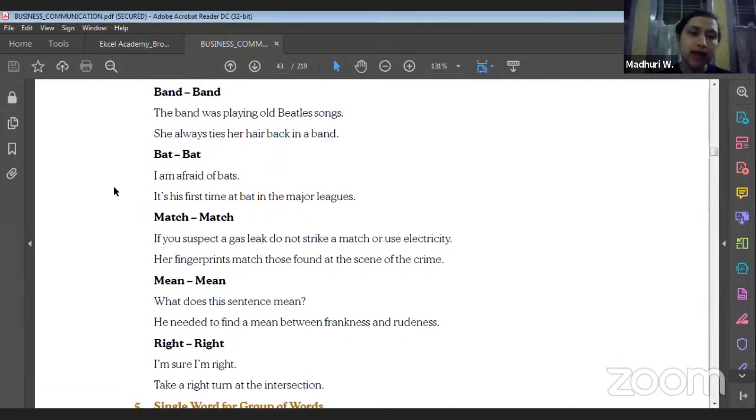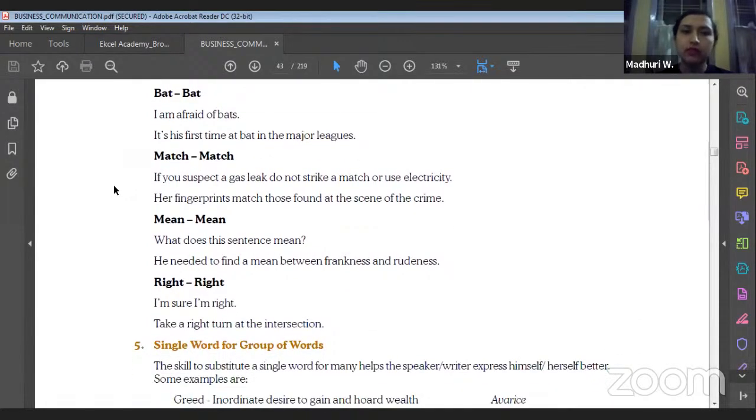Bat and bat. I'm afraid of bats, like the animal, right? Like the bird actually. Oh, sorry, the mammal. What am I saying? The mammal bat, right? And it's his first time at bat in the major leagues. So he's batting. This is related to cricket. Then you have match and match, right? If you suspect a gas leak, then do not strike a match, like the fire match, right?